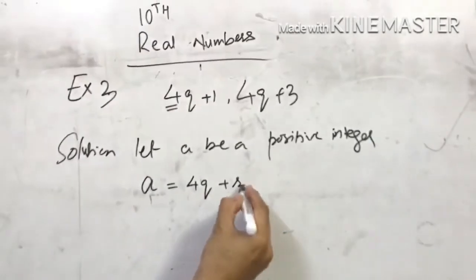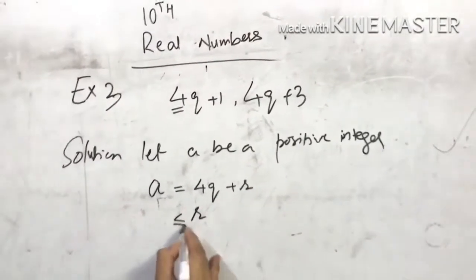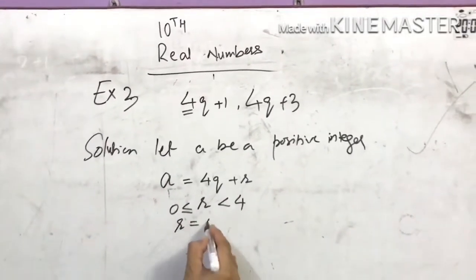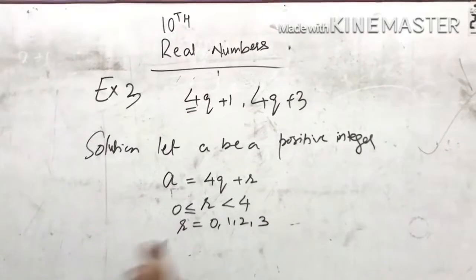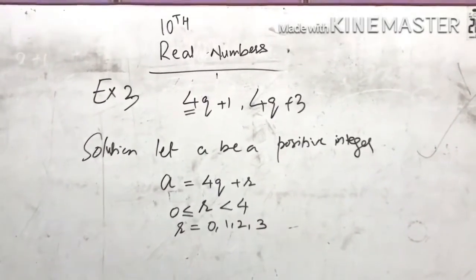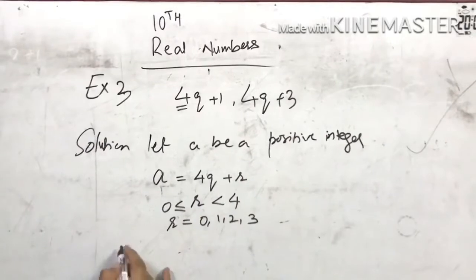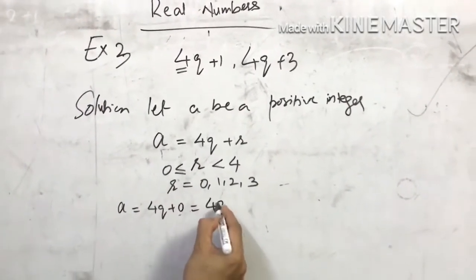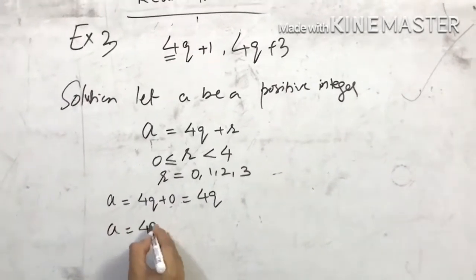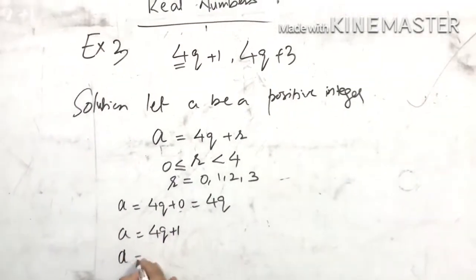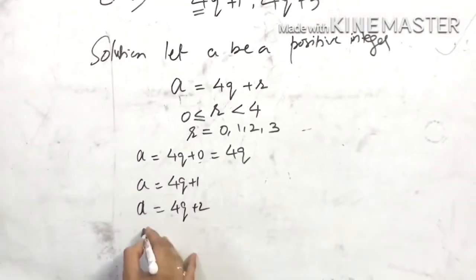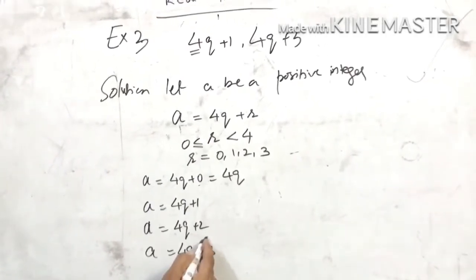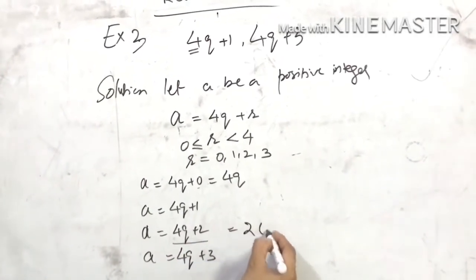4q plus r, and you know value of r should be greater than or equal to 0 and less than 4. That means value of r will be either 0, 1, 2, 3, but cannot be 4. So now put these values here. So you have got 4q plus 0, that means 4q. Second case 4q plus 1. Third case 4q plus 2 and 4q plus 3. You know that 4q and 2 have 2 as common.